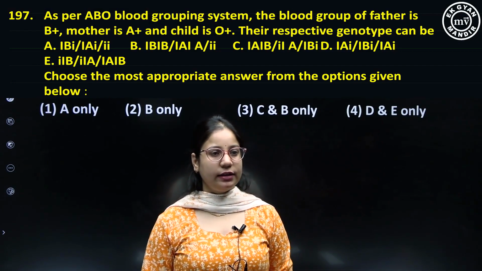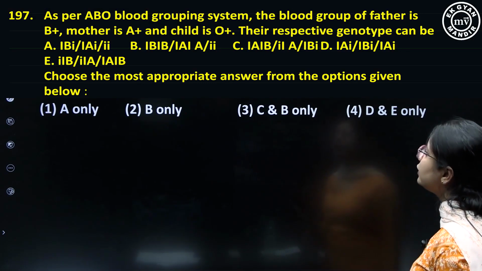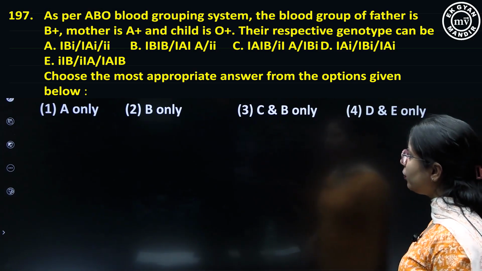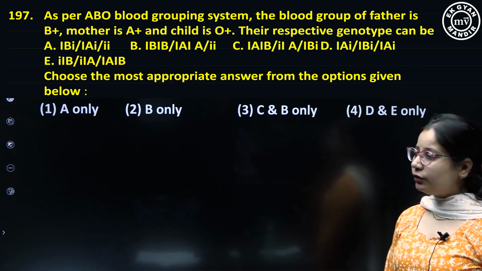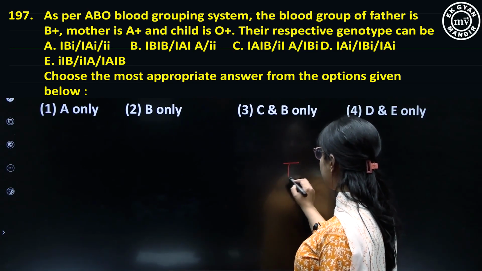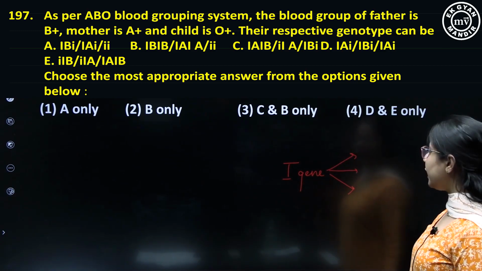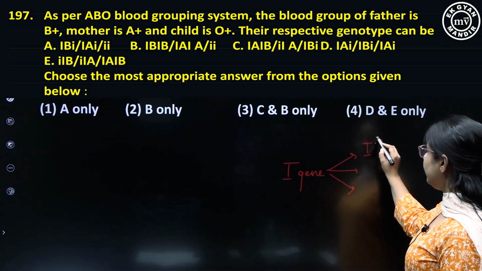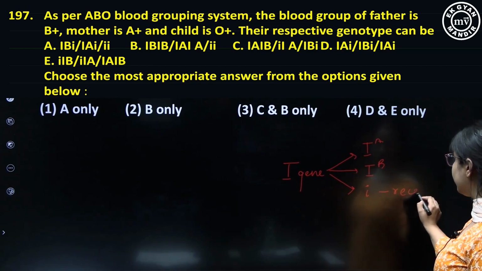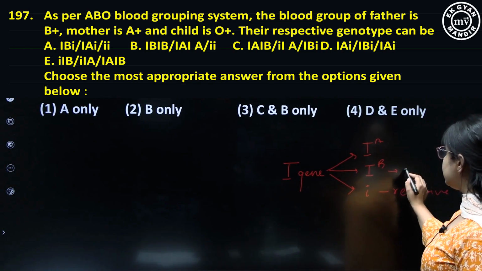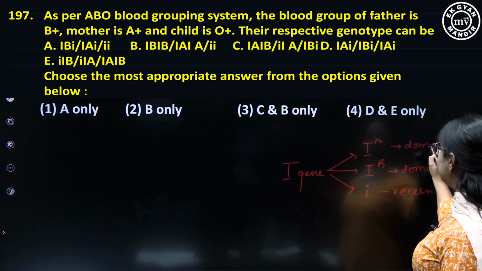Question number 197. As per ABO blood grouping system, the blood group of father is B positive, mother is A positive, and the child is O positive. Their respective genotype can be. As you all know, blood group, it is controlled by I gene. I gene, you have 3 types of alleles of this gene, that is IA, IB and IO. IO is a recessive one. This is recessive, this is dominant, and this is also dominant, right?